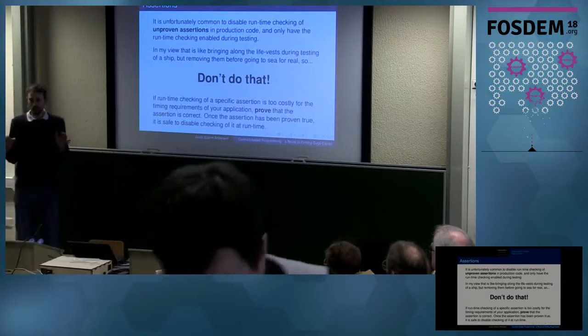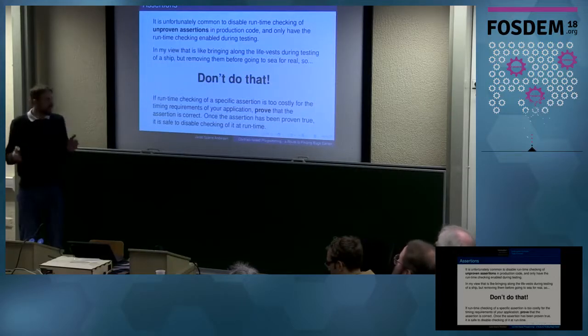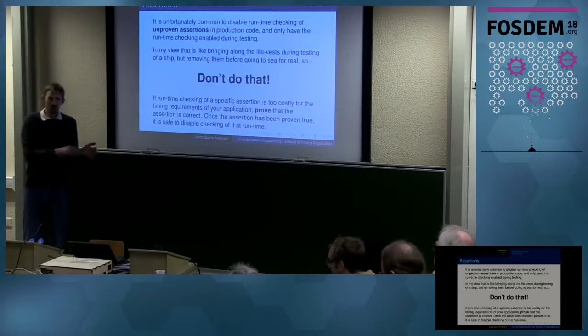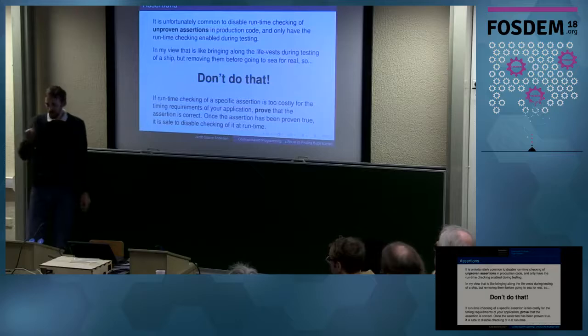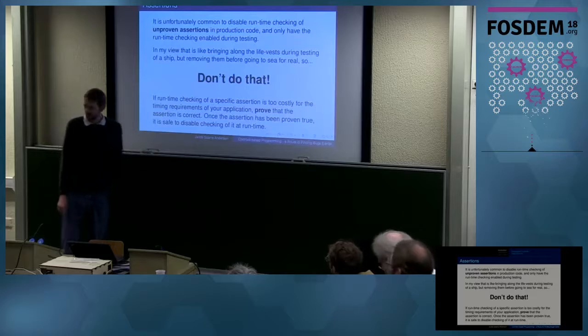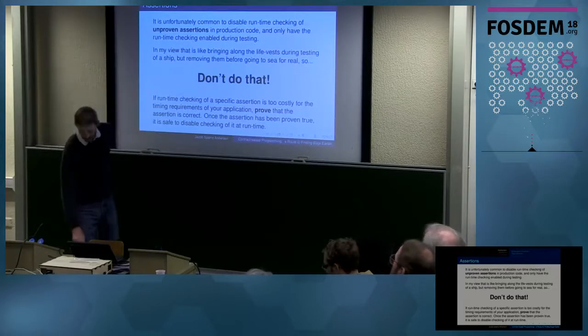If you have a critical timing and you have to remove it because otherwise you can't meet your timing constraints, then prove that the assertion is true. Don't just disable it. Prove that it's true, and if you can prove it's true, then you don't have to check it at runtime, and then it's okay to disable that assertion, but only that one. And that's where one option at least is to use Spark, or you can also do the proofs manually, but the safe thing is to have a tool that does it.